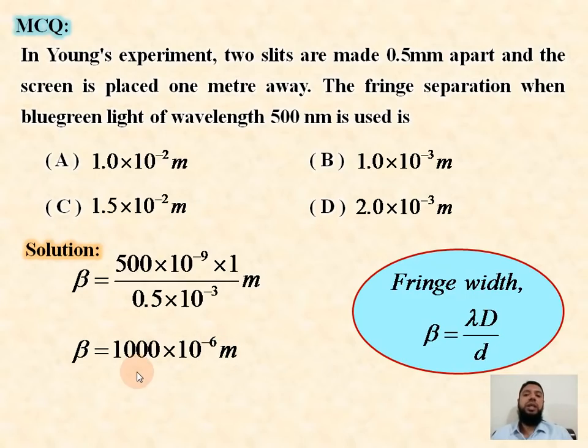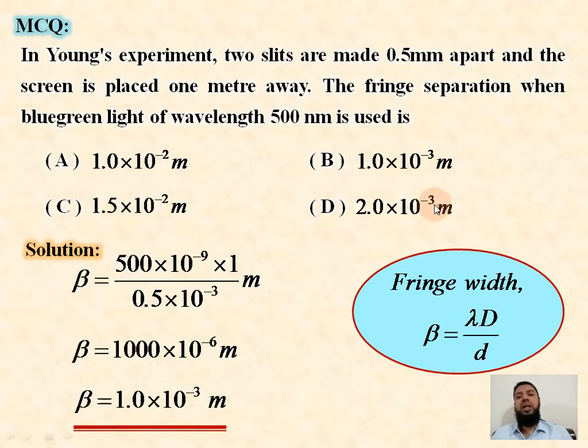Let us shift the decimal point, then it will be 1.0 into 10 power minus 3 meter. Hence the correct option is option B, 1.0 into 10 power minus 3 meter.